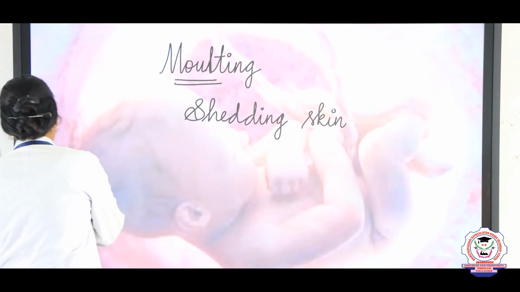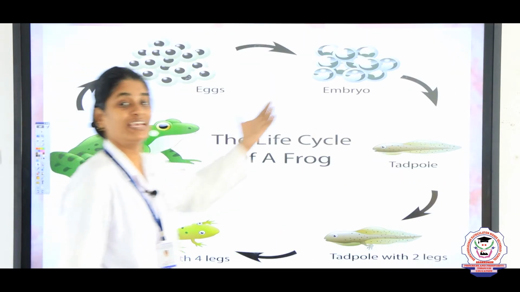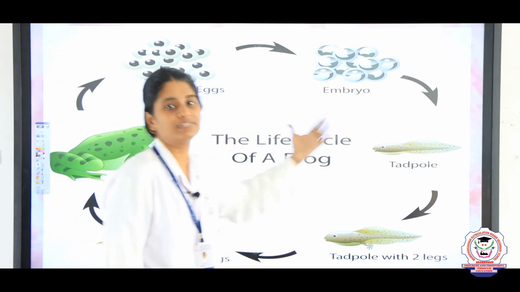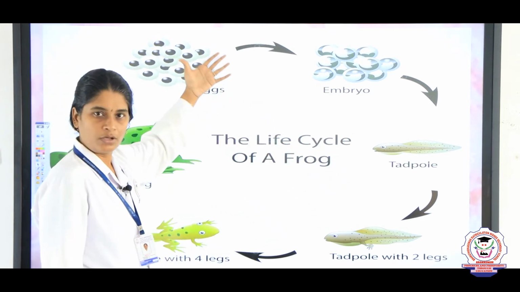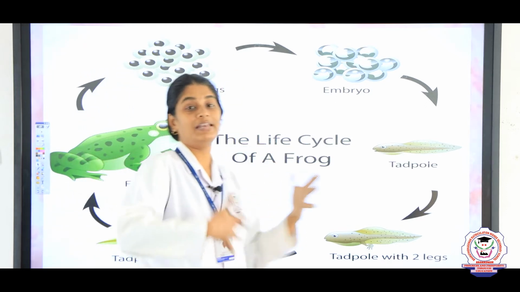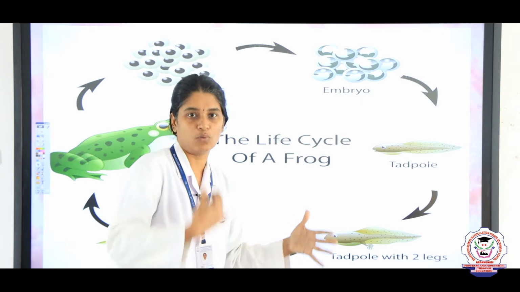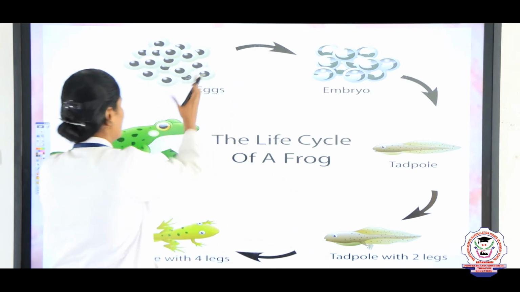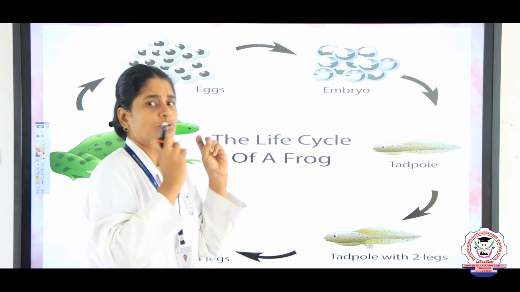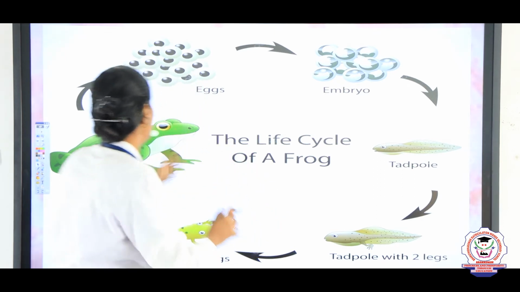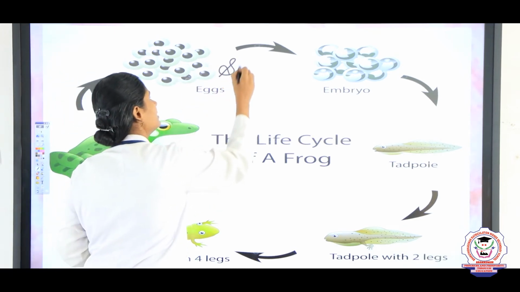Yes. Now let us see about the life cycle of a frog. So here we are going to discuss the life cycle of a frog. The adult frog lays eggs inside a pond or inside a lake, in the water, right. It lays nearly hundreds of eggs, clusters of eggs. This cluster of eggs is called spawn.